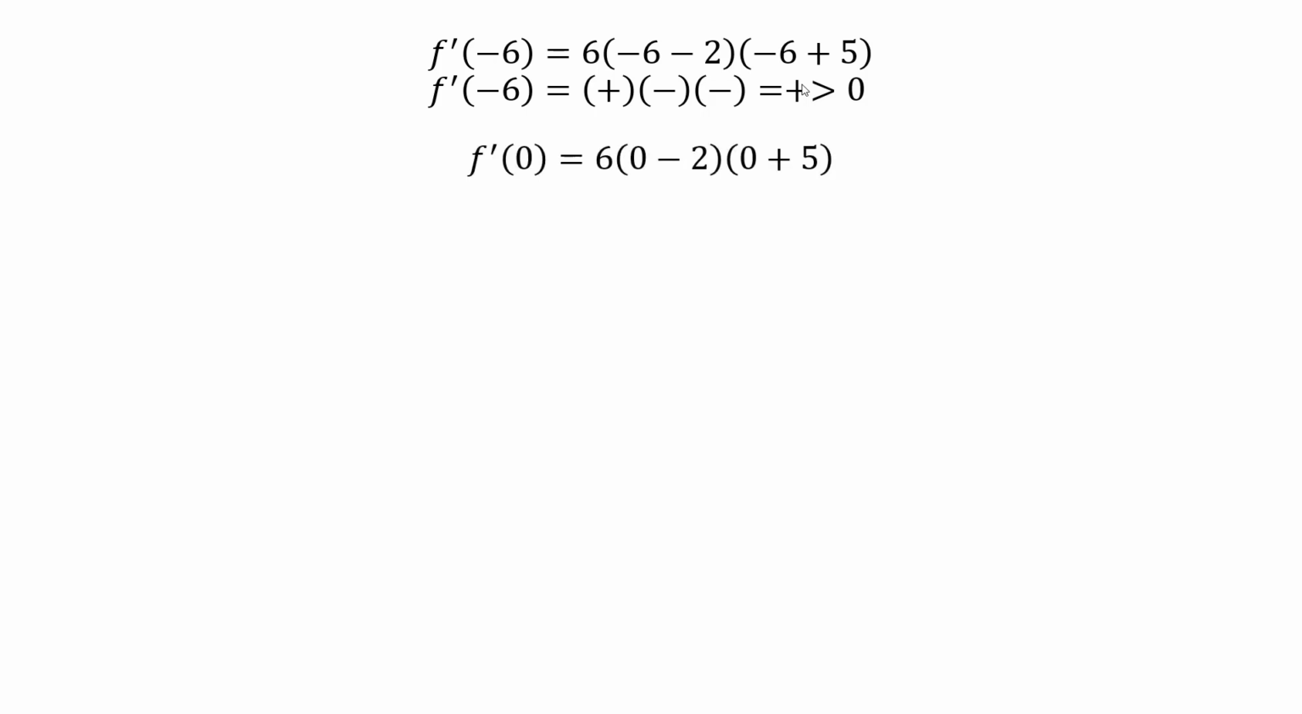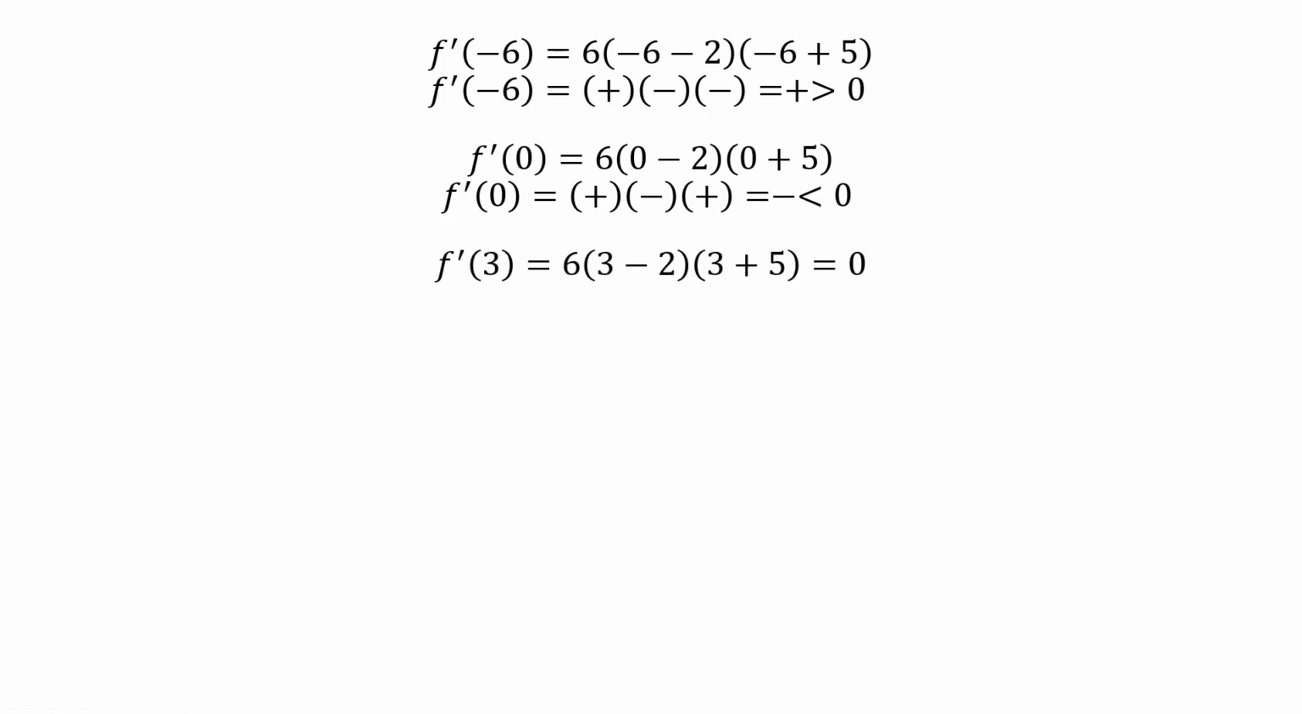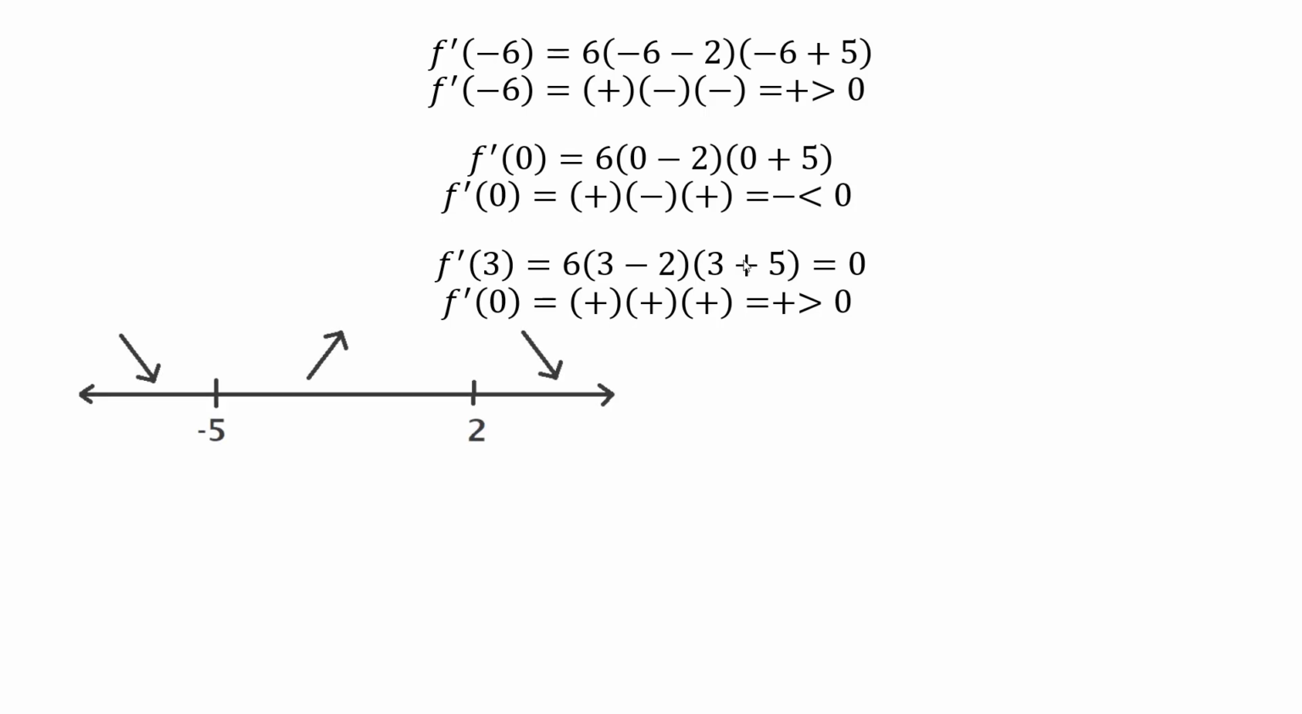Plug in 0, same thing. I don't even care what the number is. I have a positive times a negative times a positive. So the derivative is negative on that entire interval. Plug in 3. I have a positive times a positive times a positive, which means my derivative is positive on that entire interval. So to mark that, since we're positive on the entire first interval, my function is increasing.